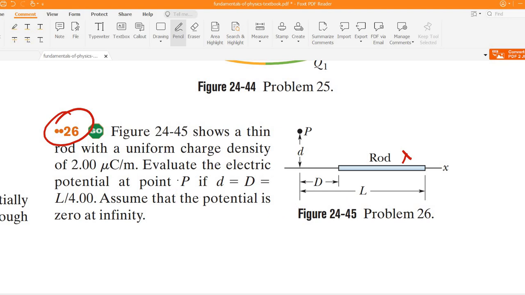I don't see any L. Just the value of lambda is given. Evaluate. Okay, D equal to capital D. So this thing is the same as that thing. And it is total L divided by 4. So this thing here is L divided by 4. And the whole thing is L. So the length of the rod should be L minus L divided by 4.